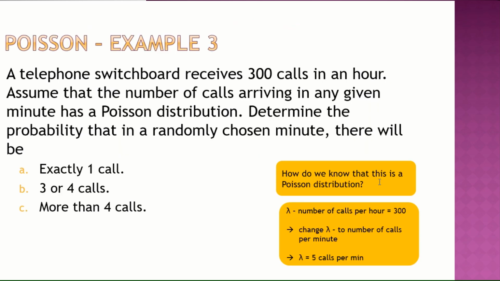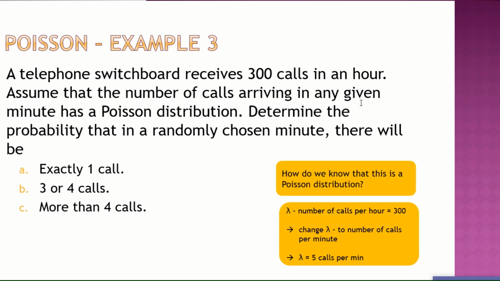So let's look at this example here, which is also in your manual, so you can do it along as you watch this video. A telephone switchboard receives 300 calls in an hour. This part of the question already tells you this must be Poisson because they gave you the number of calls in an hour, something in a frame of time or a frame of anything.